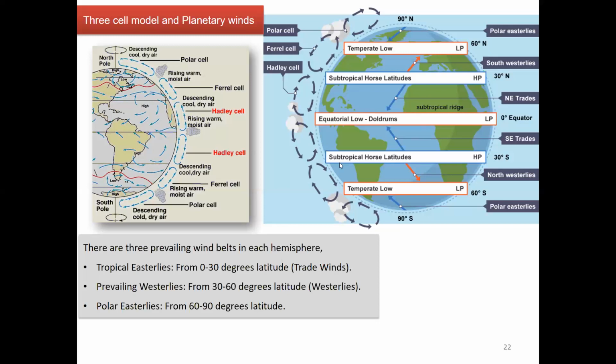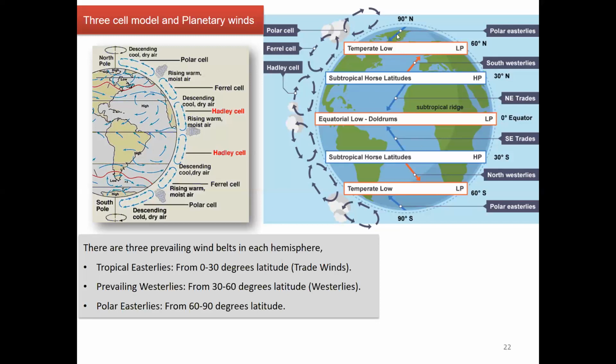Second is the prevailing westerly. These are the prevailing westerlies that are happening towards the north side of the subtropics over the mid-latitude region. These are prevailing westerlies that move from the west. So these are the southwesterly and this is the northwesterly. These prevailing westerlies are present in the mid-latitude region, between 30 degrees north to 60 degrees north.